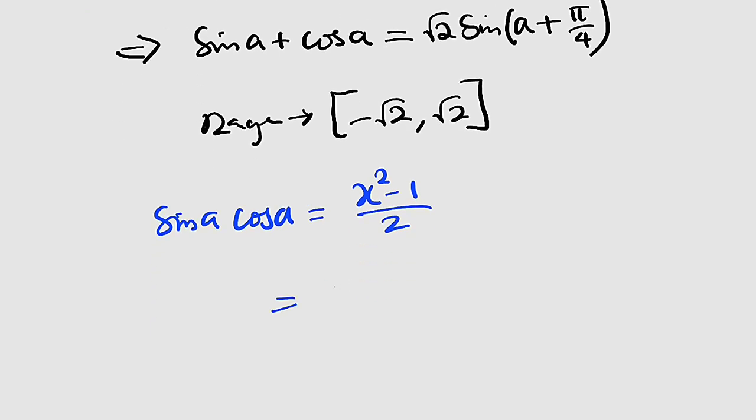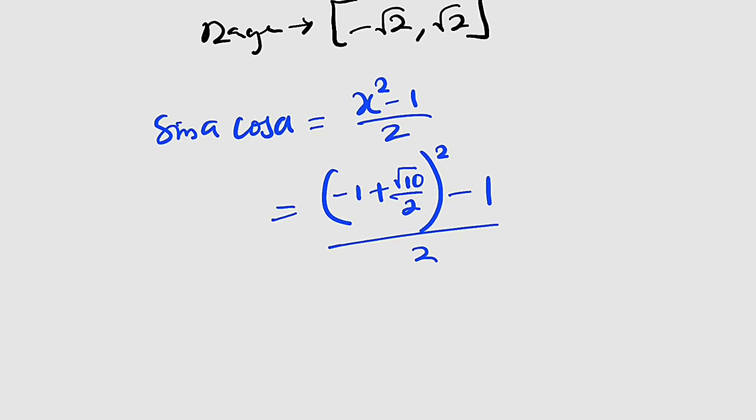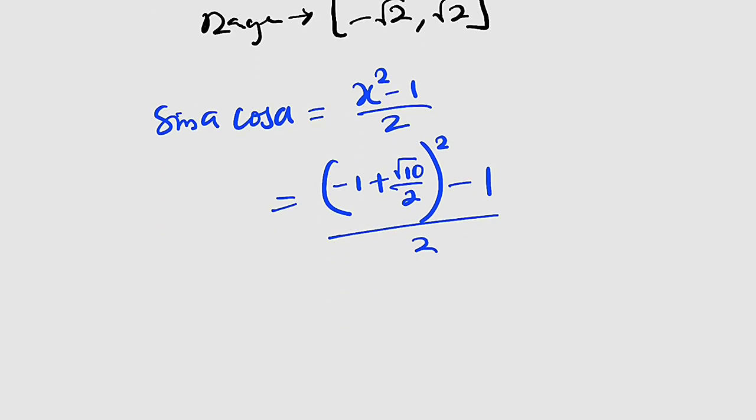This is equal to minus 1 plus root 10 divided by 2, whole squared, minus 1, everything divided by 2. This is what we need to simplify in order to get the product. So the first term squared here will give us positive 1, plus the second term squared.